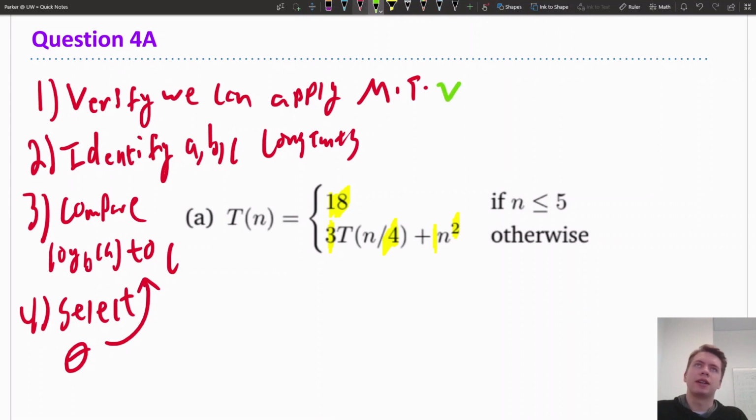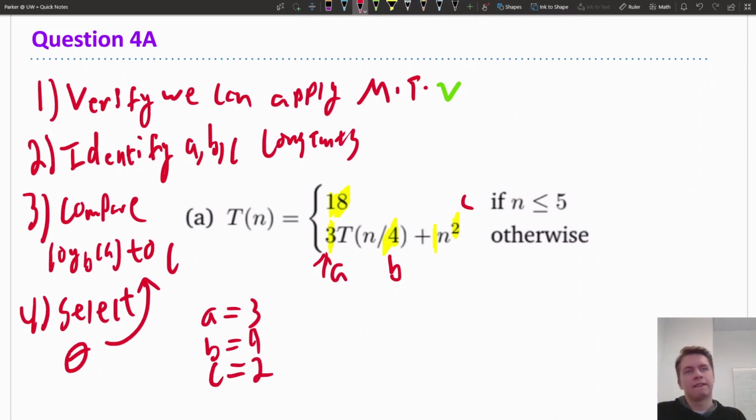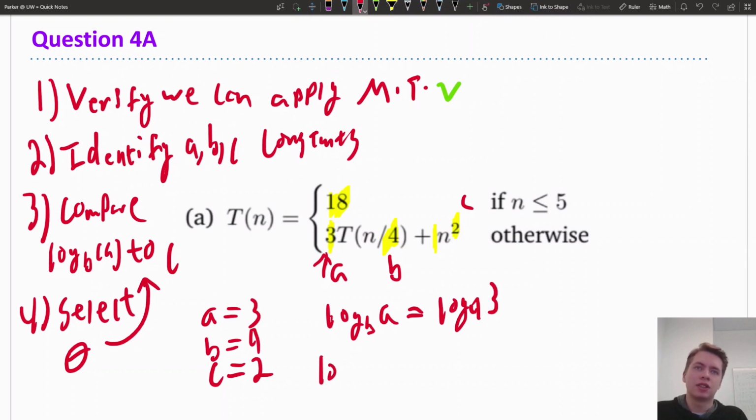The next step is to identify A, B, and C. Moving left to right, our A is 3, our B is 4, and our C is 2. A is equal to 3, B is equal to 4, C is equal to 2. Next up is to compare log base B of A to C. We have our C is equal to 2, so now we just need to calculate log base B of A. So log base B of A is equal to log base 4 of 3. And we don't even need to find the actual value, right? Log base 4 of 3 is less than 1, and C is equal to 2. So we know that log base 4 of 3 is less than C.